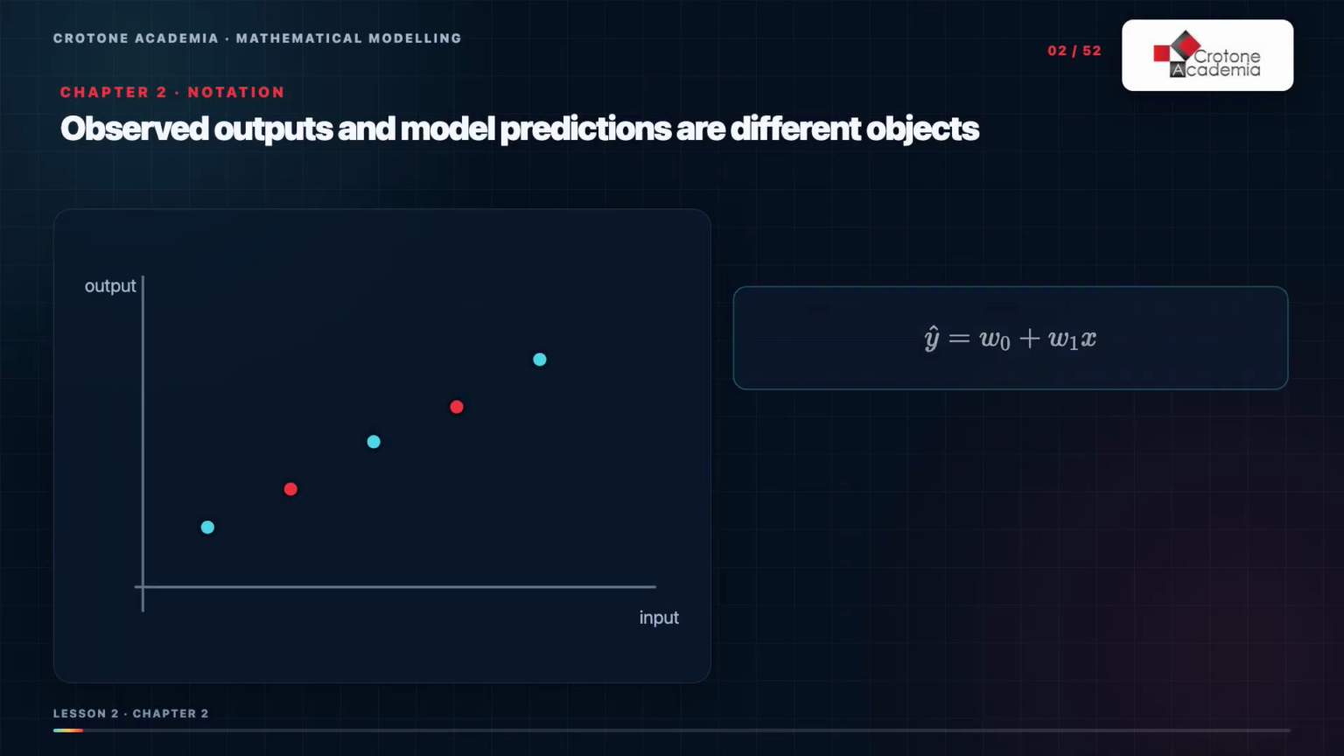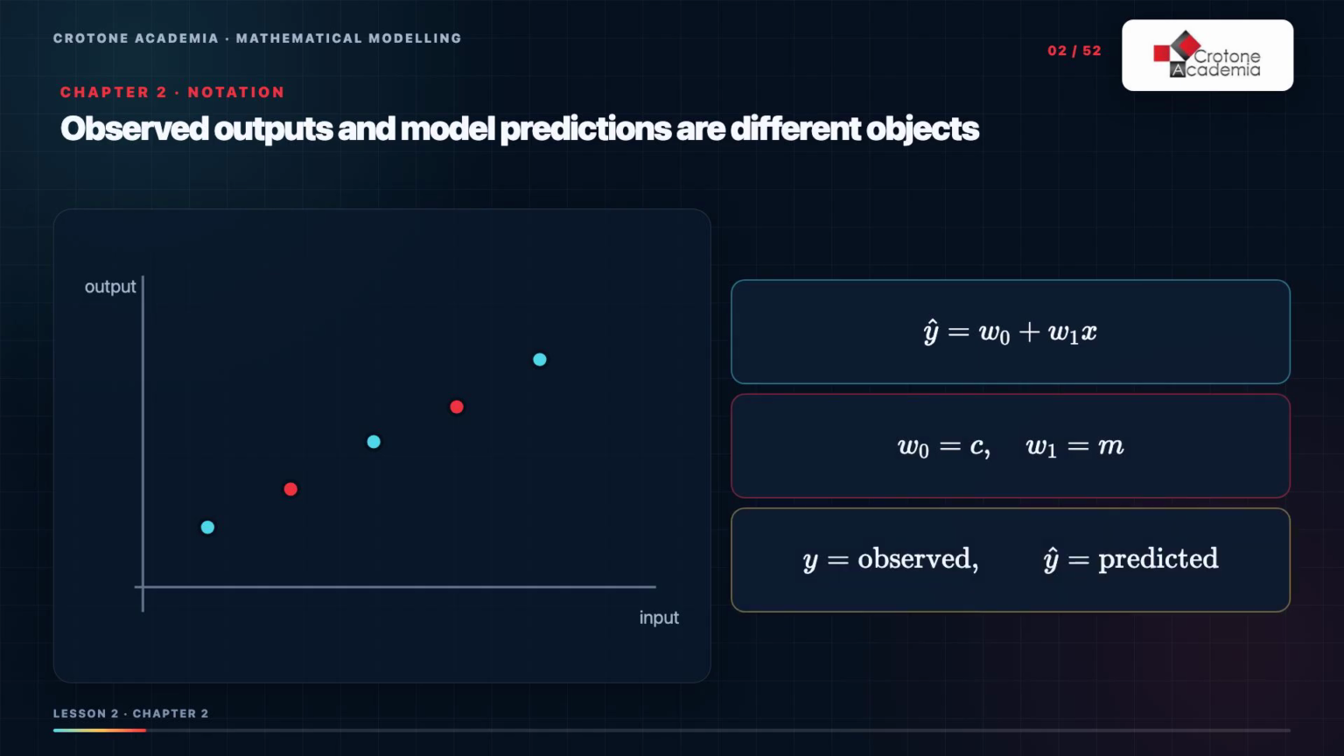Let us reconnect the notation. The prediction model y hat equals w0 plus w1 times x is the familiar line y equals mx plus c, with w0 corresponding to c and w1 corresponding to m. We use weights because the notation extends naturally to many parameters and basis functions. The hat is essential. A value y without a hat was observed in a dataset. A value y hat was calculated by the model. Even if the two numbers happen to agree, they came from different sources.